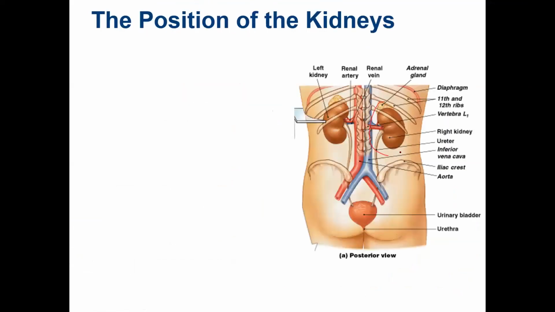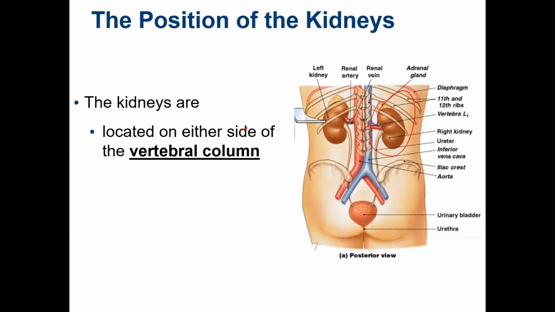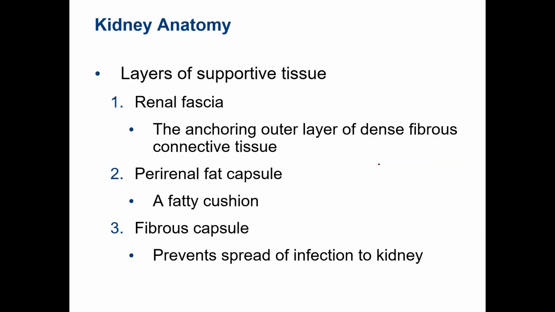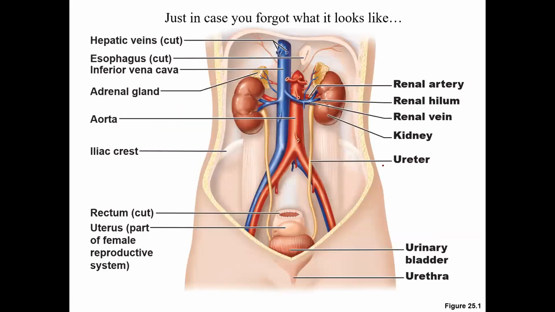So there's the kidneys. You see them again, slightly protected by the ribs, on either side of the vertebral column. Supported by connective tissue, there's fascia, fat that holds it in place, a fibrous capsule. Here we see them. You see they're retroperitoneal, they're behind the peritoneum there. And just in case, there's, again, kidneys.